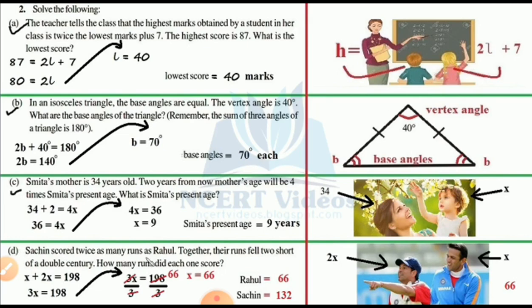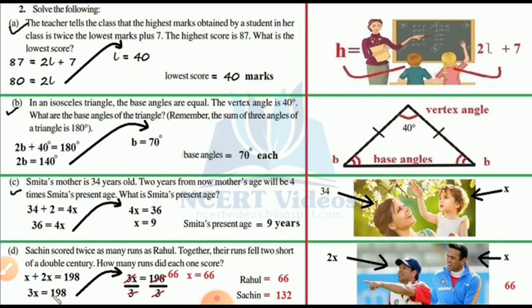Look at the famous cricketer Sachin, who scored twice as many runs as Rahul, Rahul Dravid. Together, their runs fell 2 short of a double century. How many runs did each one score? Yes, my dear student, you can find out. Rahul is x and Sachin is double, so x plus 2x is equal to 2 short of a double century. Double century means 200 and 2 short means minus 2, 198.